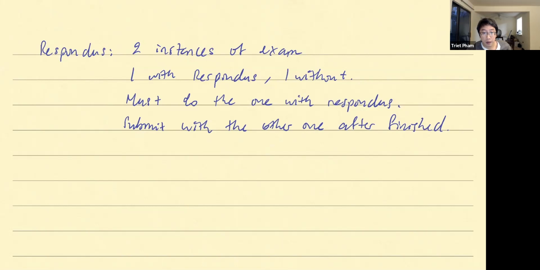You can go to the other file. You can go to your exam. These two exams are the same thing. You understand? They are one and the same thing, just two instances. But one allows you to submit.